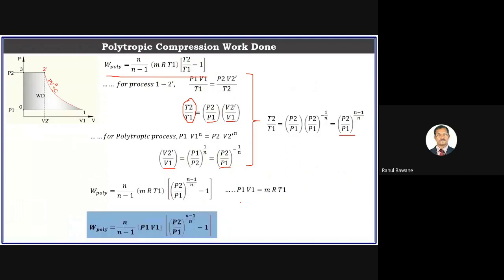If we know P1 V1, we can replace mRT1 by P1 V1 also. So this is our net polytropic work done. If we go for isentropic compression, then in the polytropic work done, wherever there is n, the polytropic index, we have to replace it with the isentropic index gamma. Then the same equation will be the work done for isentropic compression. So let's see isentropic compression work done.